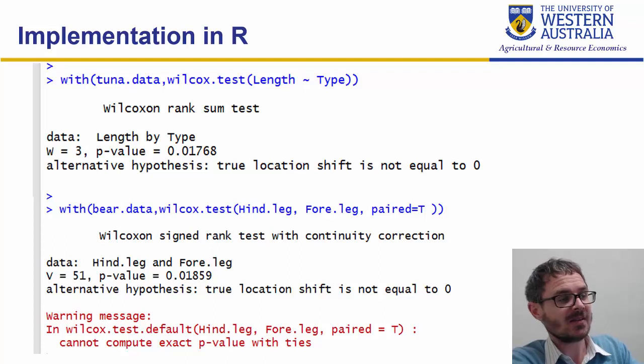You've got 2 ways of having your data in R. You can have it in what's called long format. When you have it in long format, you write length tilde type. When you have it in wide format, you separate the two columns with a comma. And if we want a paired test, we just put paired equals TRUE. If we want a normal, not paired test, we just don't put anything.